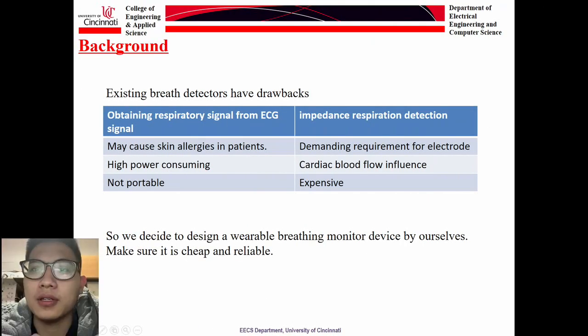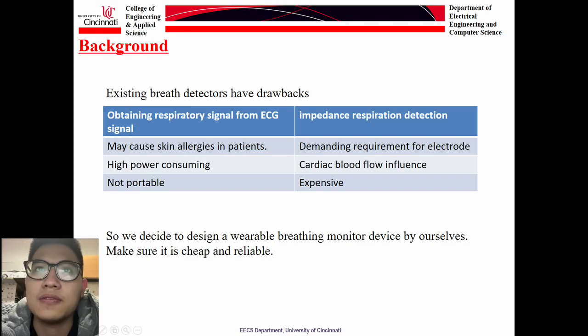My name is Hu Yifan, and I'm going to introduce the background for our project. Currently, we have 2 ways to detect breathing patterns. The first method is to obtain the respiratory signal from the ECG signal. It has 3 drawbacks. Firstly, long-term wearing of ECG electrodes may cause skin allergies in patients. Also, since it is high power consuming, it needs to be connected to a 220 volt source, which means that it is not portable.